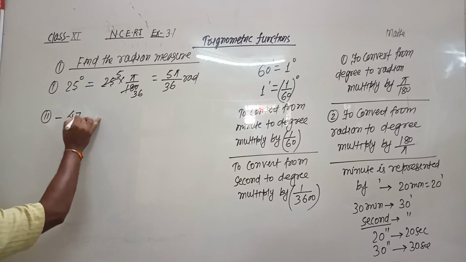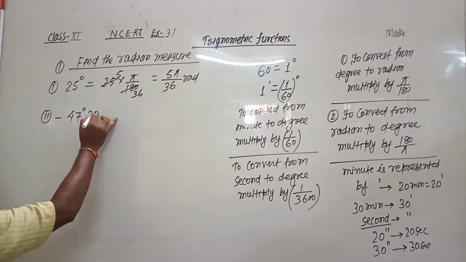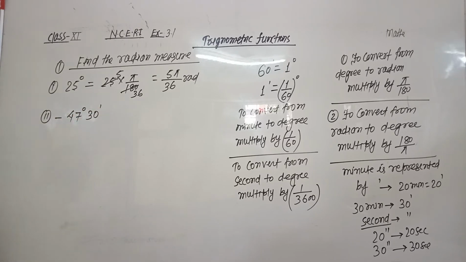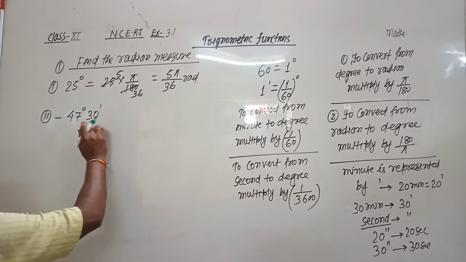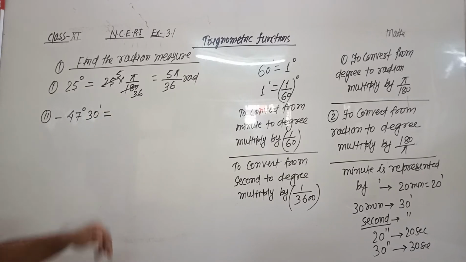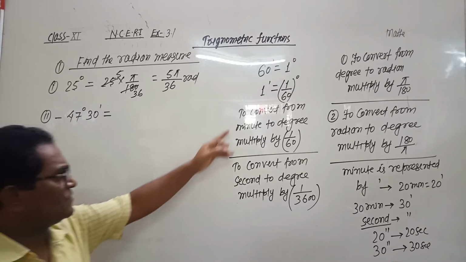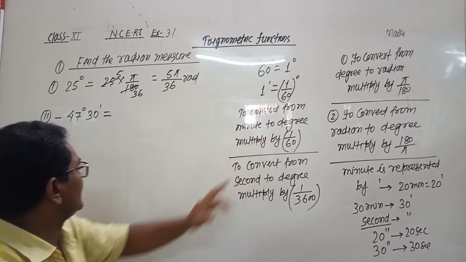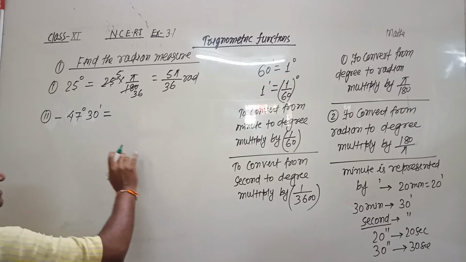The second part is minus 47 degree 30 minutes. We have to convert it into radian. So firstly we convert this minute into degree, and to convert from minute to degree, multiply by 1 by 60.